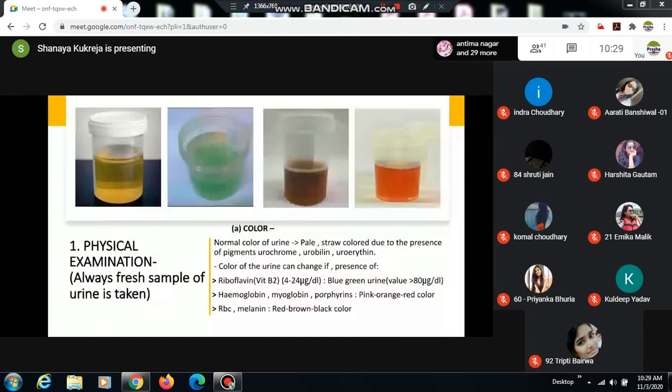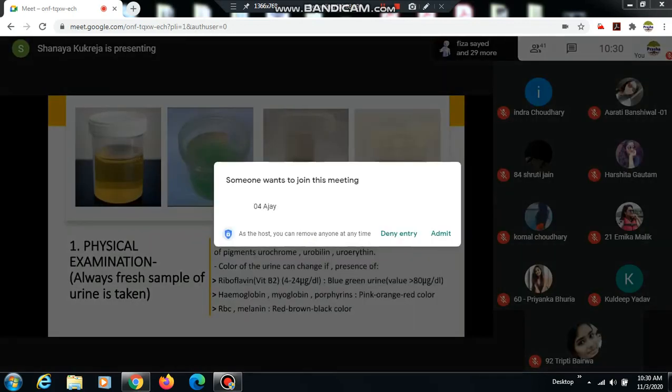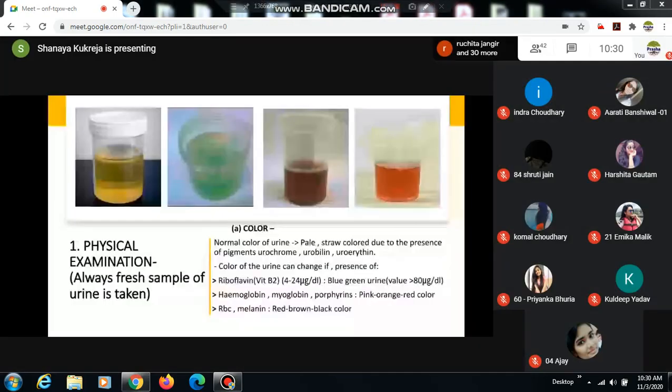The first point is color. Normally, the color of urine is pale and straw colored, which is due to the presence of pigments like urochrome, urobilin, and uroerythrin. Color of the urine can alter with the presence of riboflavin, which is vitamin B2. The normal plasma value is 4 to 24 microgram per dl. If the value increases, and it can also be due to bacterial infection, hemoglobin, myoglobin, and porphyrin, the color changes to pink, orange, or red color. It can also indicate liver disease. If there is presence of RBC and melanin, the color is red, brown, and black, as seen in the above pictures.